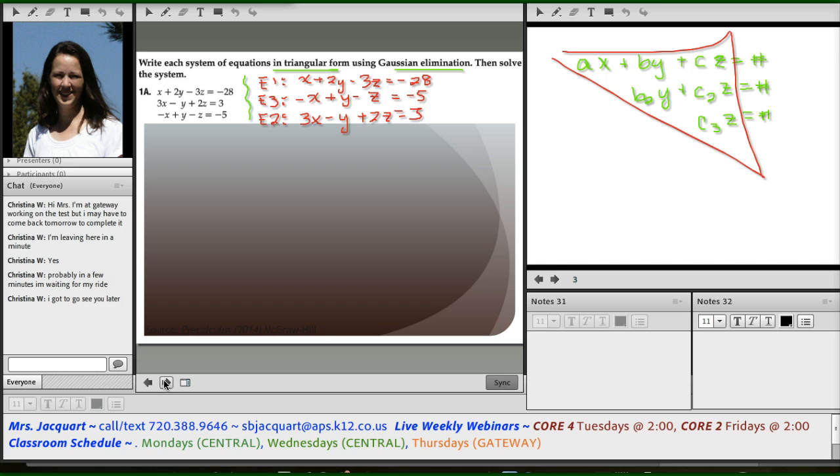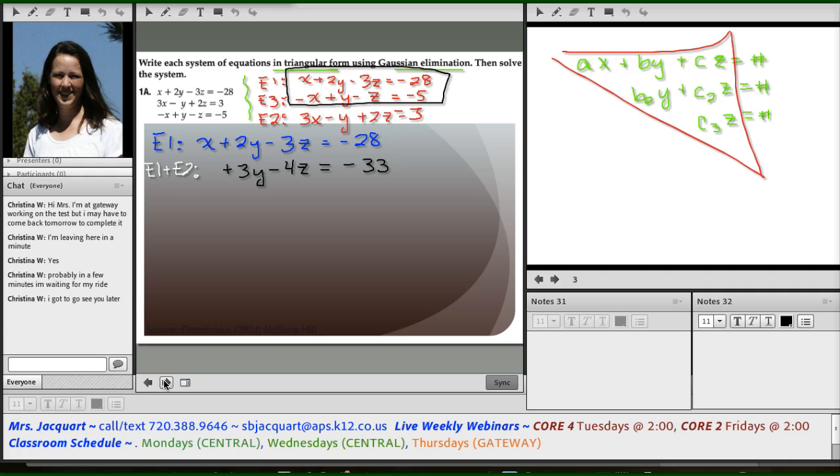Okay, so that was my first step. My second step is I'm going to rewrite equation 1, and I get x plus 2y minus 3z. What I'm trying to do is eliminate the x's below it. If I simply take equation 1 plus equation 2, just add those two equations together, I get 0x plus 3y minus 4z equals negative 33. Okay, the next one's a little bit tricky.